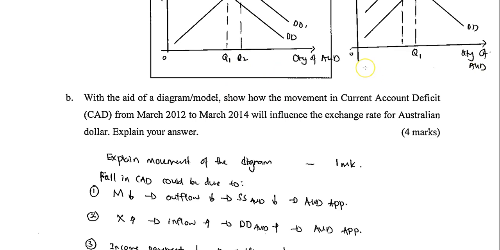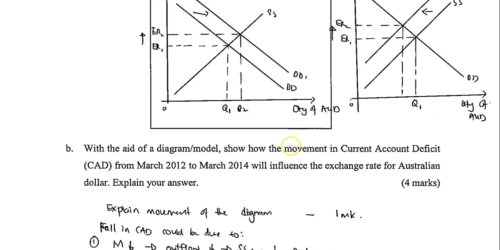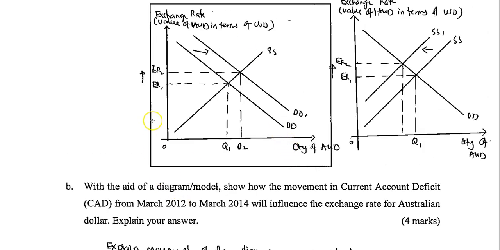You don't need 2. I'm just giving you another example. And then you explain the movement. How to explain the movement? Very simple. SS represents supply, DD represents demand of AUD. Now, with an increase in demand, it will result in the demand curve being shifted from DD to DD1. Hence, the exchange rate increases from ER1 to ER2. That's it. That's all we need.